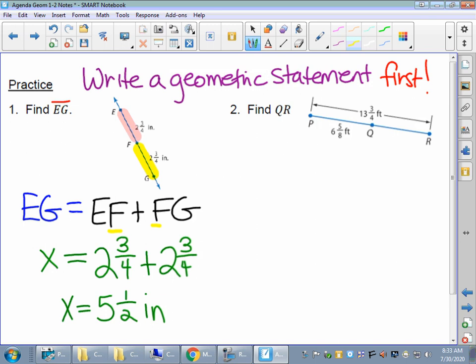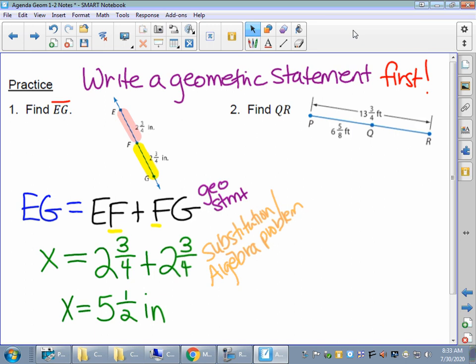So I need to see the geometric statement, and then I need to see the math problem when you substitute in values. So geo statement, and then I'm going to just call this substitution / algebra problem. That was an easy one.